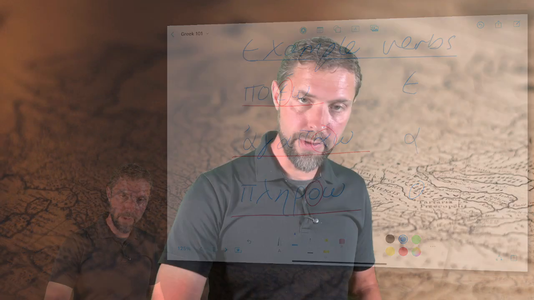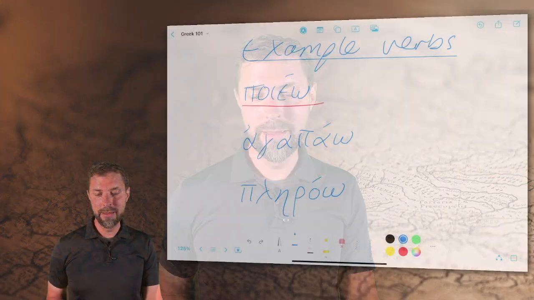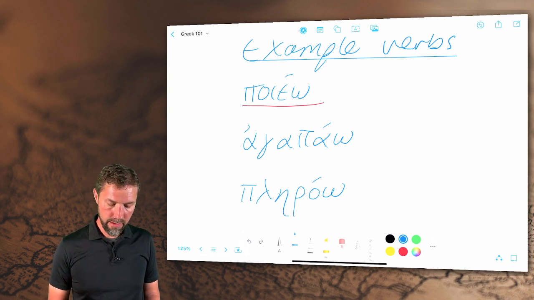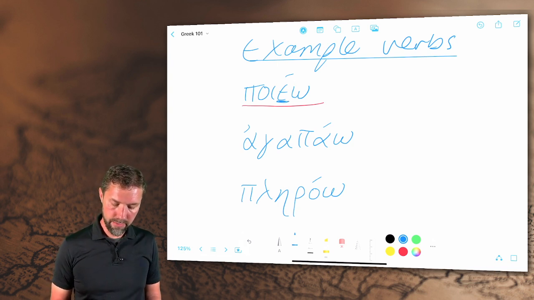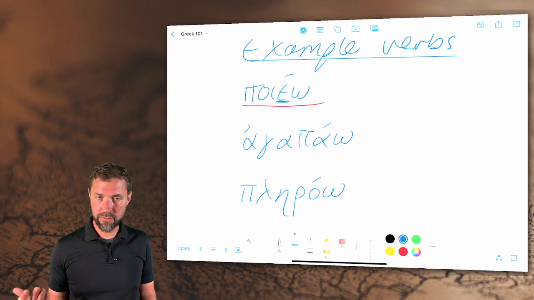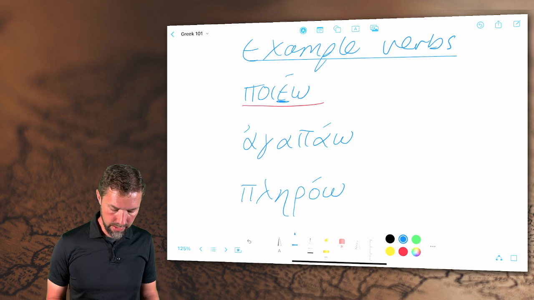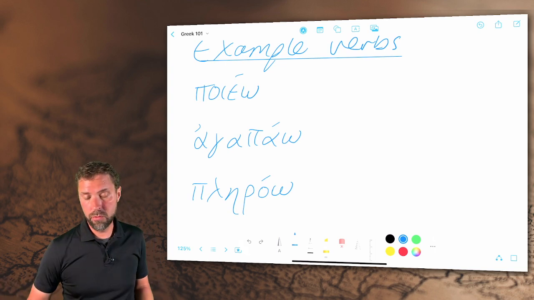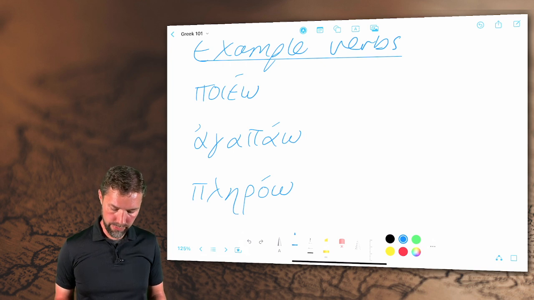And that then would be my pattern that makes them a contract verb: poieo, agapao, plerao. Because what I'm going to have to do now when I work with these is contract or combine in some ways this epsilon right here with whatever ending follows. Just to illustrate what that looks like, let's try putting poieo out into my standard paradigm, using the present tense forms that we learned.